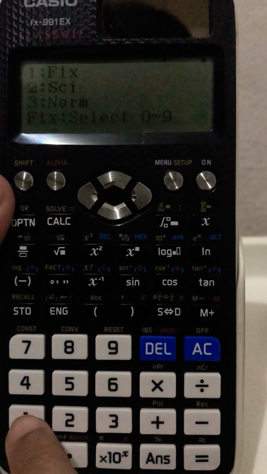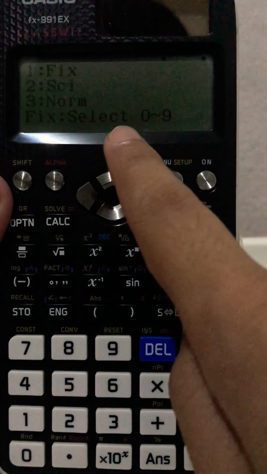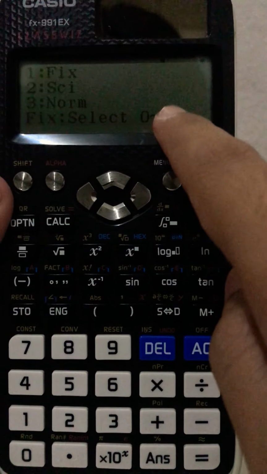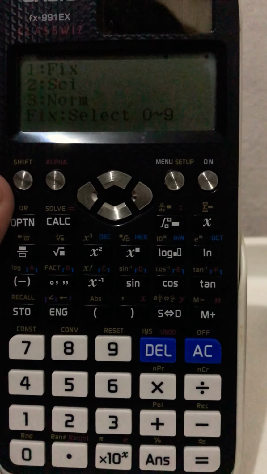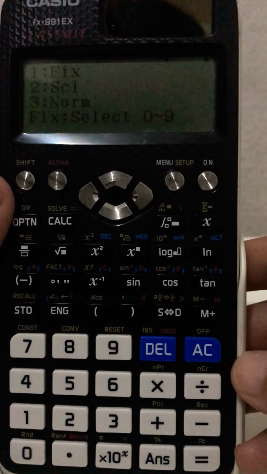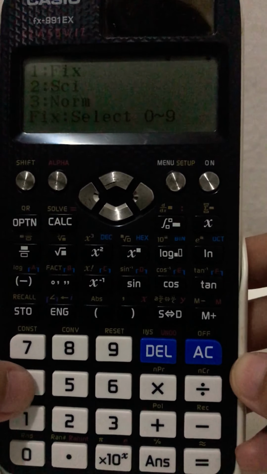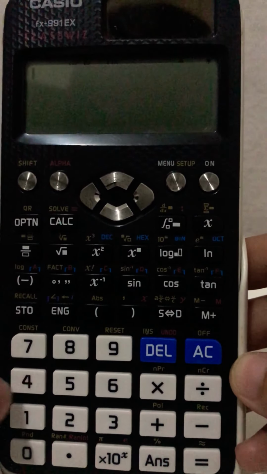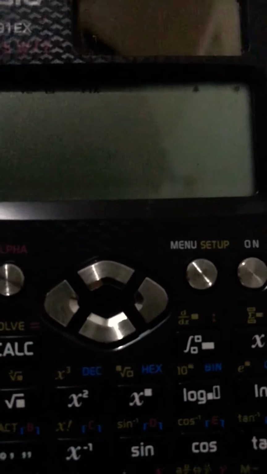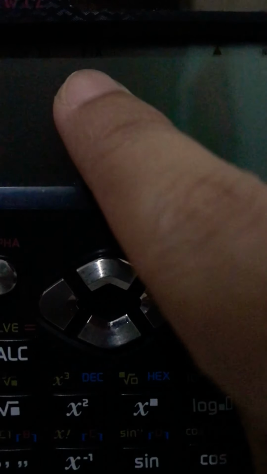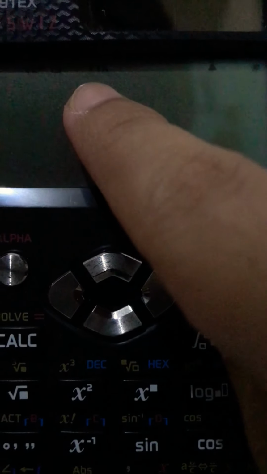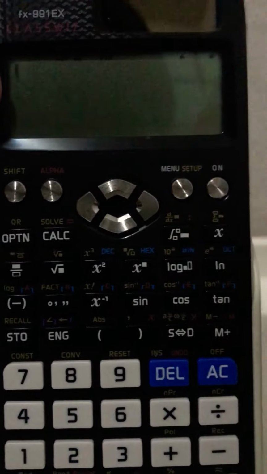That's number 1. Now it says there, select 0 to 9. It's asking you how many decimal places you would prefer to have in your calculator. So what if we prefer to have 4 decimal places? 4. Notice that your calculator is now showing the word fix to signify that you are in fixed mode.